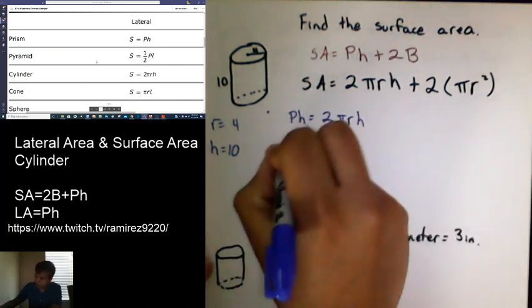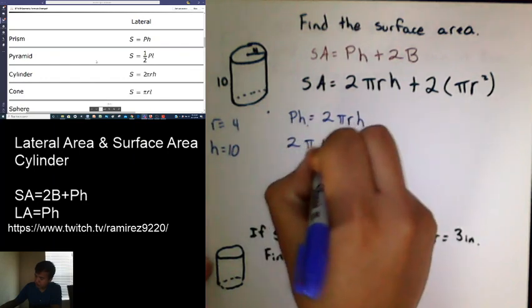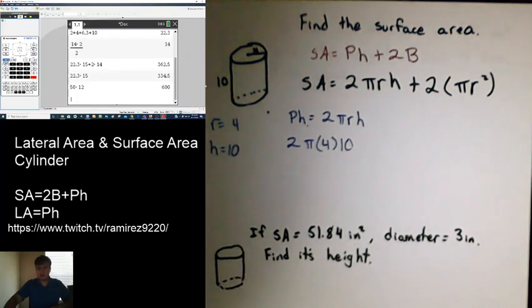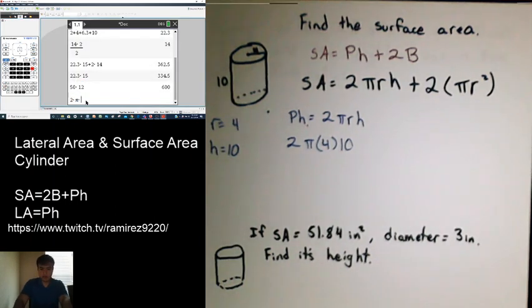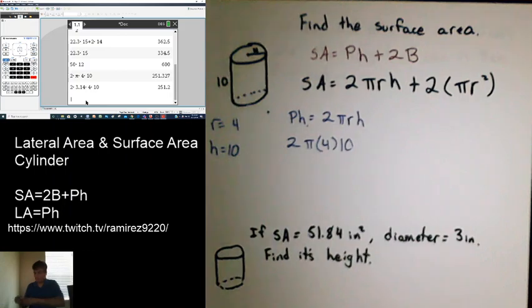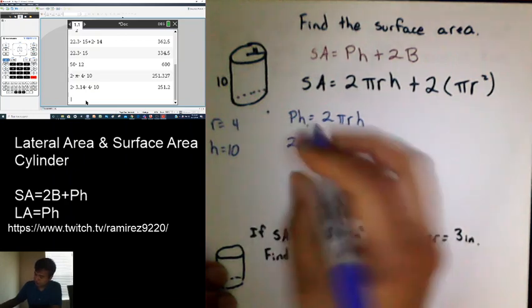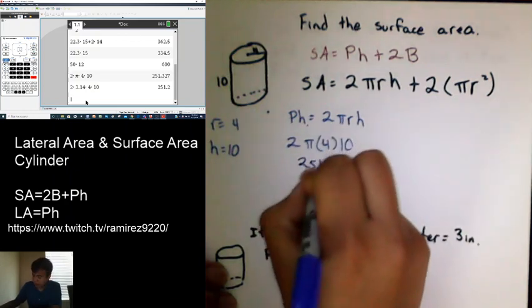So I'm just going to put here 2 times pi times my radius times my height. So again, 2 times pi. And if you don't have pi in your calculator, guys, remember that pi is pretty much 3.14 times 4 times 10. Again, 2 times 3.14 times 4 times 10. You'll get something very close to it. So pH, which is my lateral area, is 251.2.